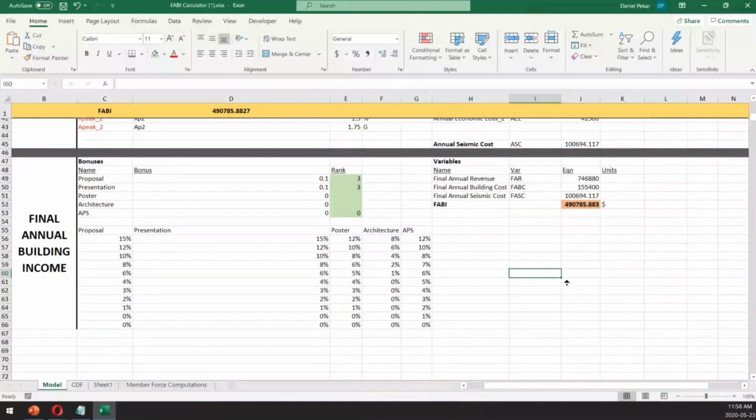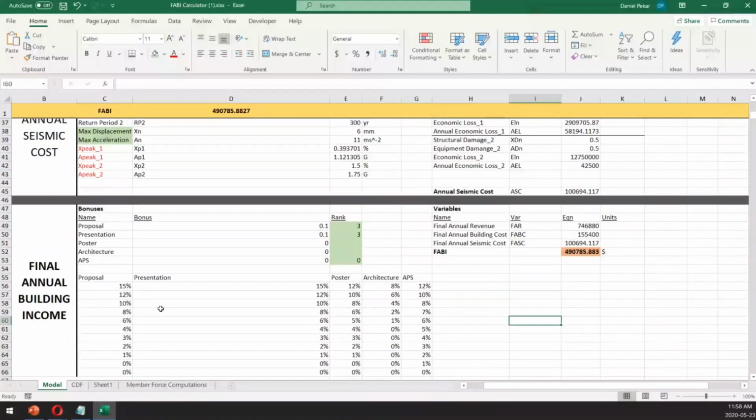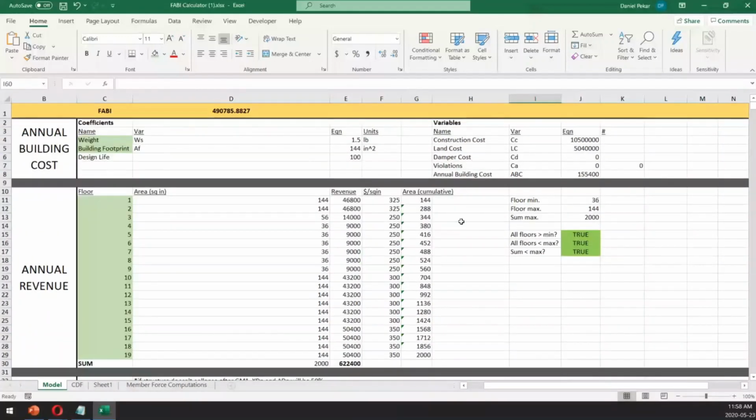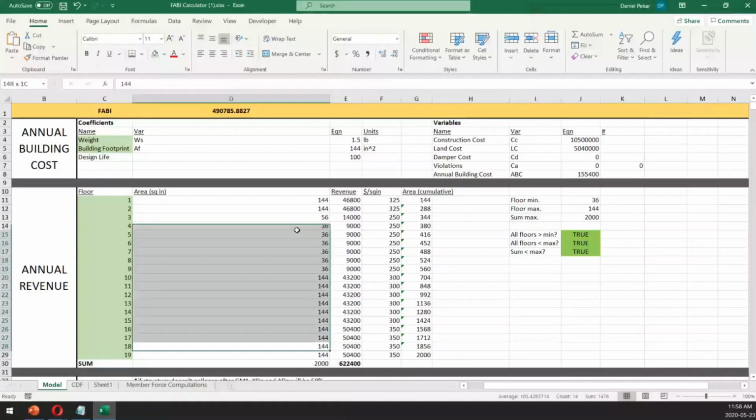So that's a quick run through of FABI. People at U of T have access to this sheet, so you can play around with it all you want, to experiment with what it means to change revenue, stuff like that. But that's where I'll leave it for now.